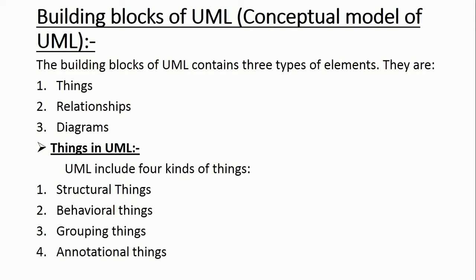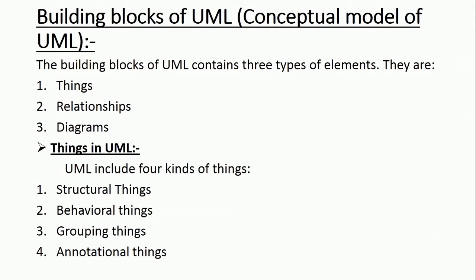Unified Modeling Language is a general purpose modeling language in the field of software engineering, which is designed to provide a standard way to visualize the design of a system. So the building blocks of UML contains three types of things: things, relationships, diagrams. So what are the things in UML? UML includes four kinds of things: structural things, behavioral things, grouping things and annotational things.